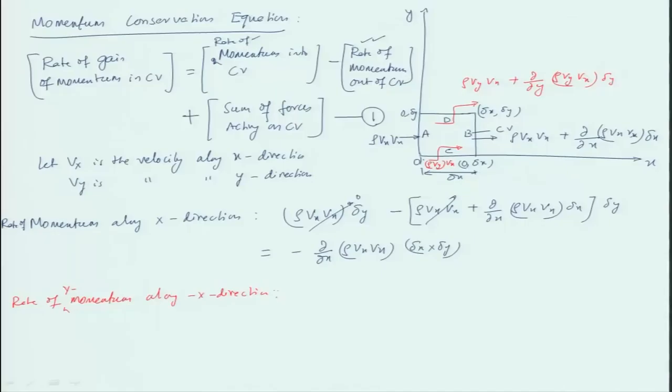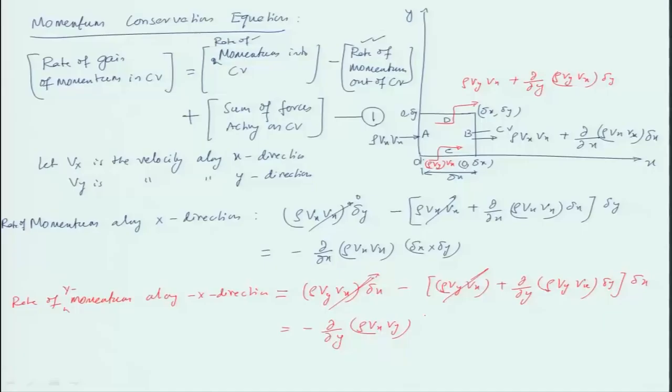in this control volume will be equal to rho Vy Vx into delta x, minus rho Vy Vx plus dou by dou y of rho Vy Vx into delta y, into delta x. This will cancel out, and therefore I will get minus dou by dou y of rho Vx Vy into delta x delta y.